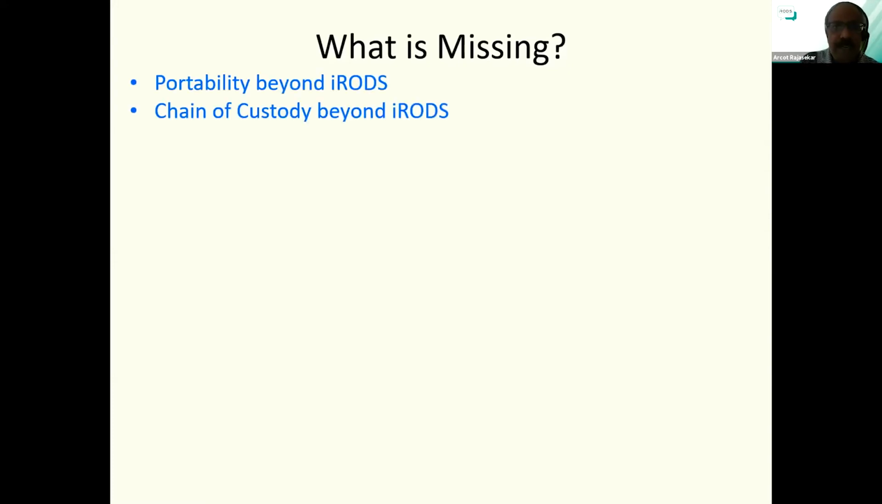One of the main things which is missing is the portability of the data set beyond iRODS. We are losing what I call chain of custody. Chain of custody is basically something you need to make sure you are able to trust the data, so that you're able to say this data is what it was 2 years back, or what was created when it was created, and so on and so forth.